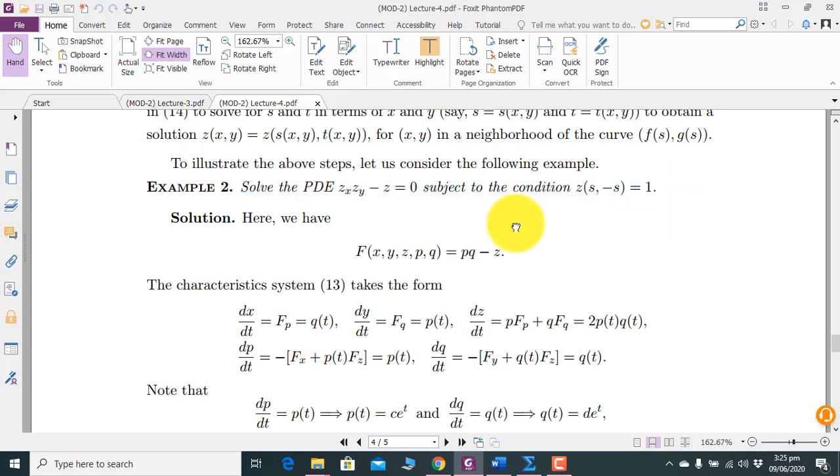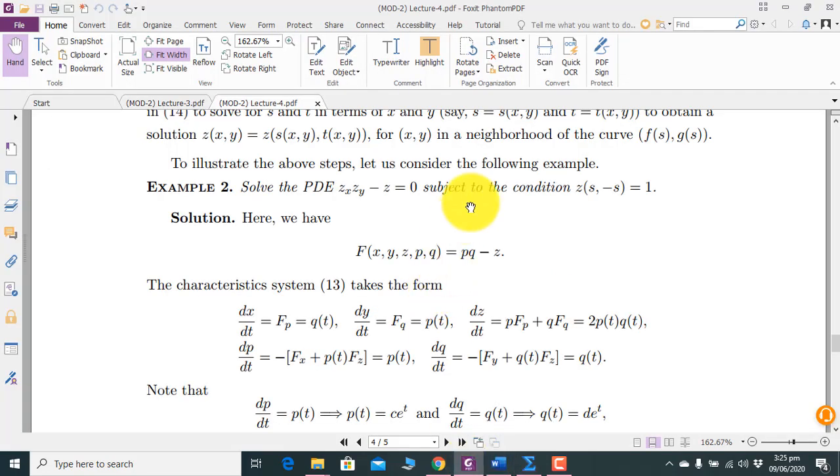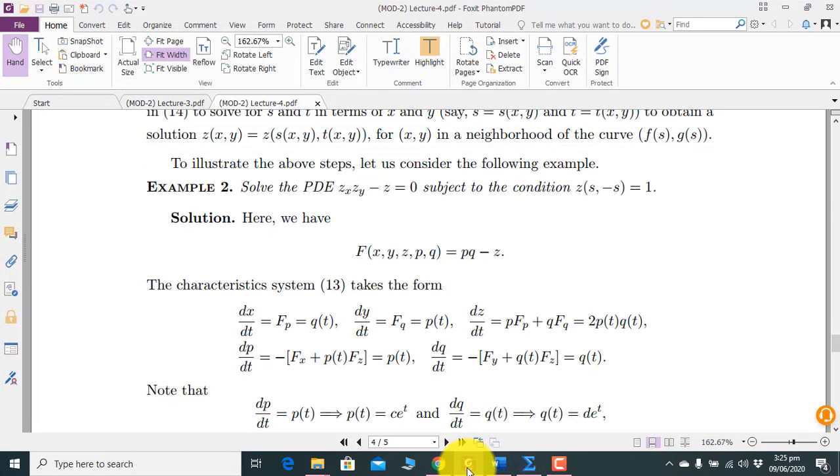subjected to conditions. So let's write that question: zx zy minus z equal to 0, subjected to the condition z of s comma minus s equal to 1. So this is our question.